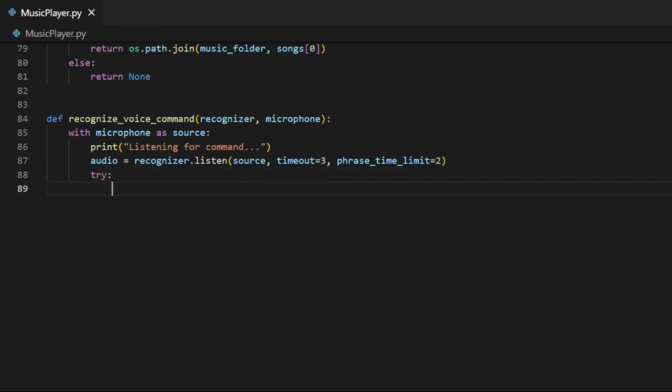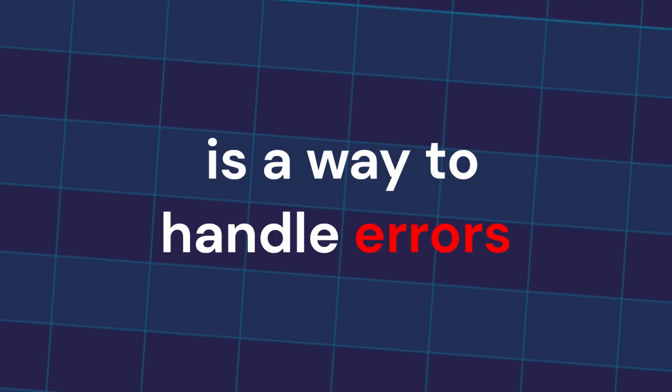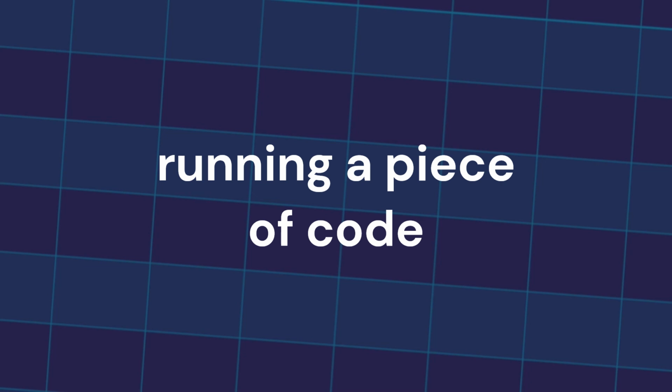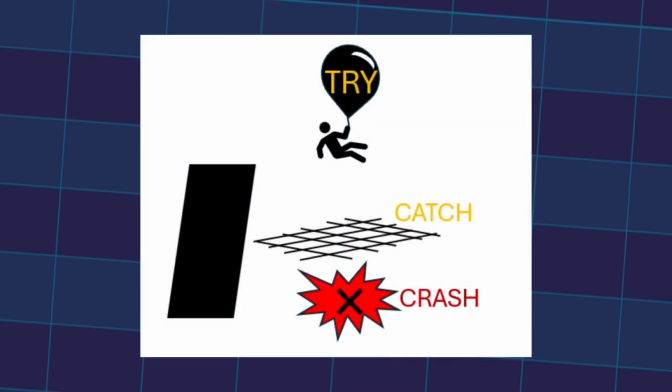Next, we will use a try-catch statement. In programming, a try-catch statement is a way to handle errors or exceptions that may occur while running a piece of code. It's like having a safety net to catch problems that might otherwise cause the program to crash.